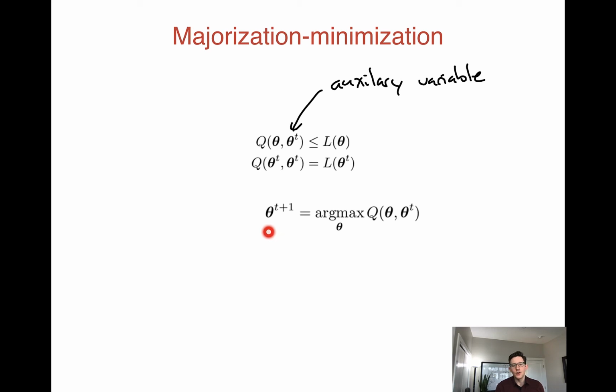So then we define theta t plus 1 as this maximum, and then notice that at the next iteration we use theta t plus 1 as the second argument for q. So you can think of this as kind of a two-step process. In step 1, we take the last iteration's parameters and stick them in the second argument, and in step 2, we take this maximum.